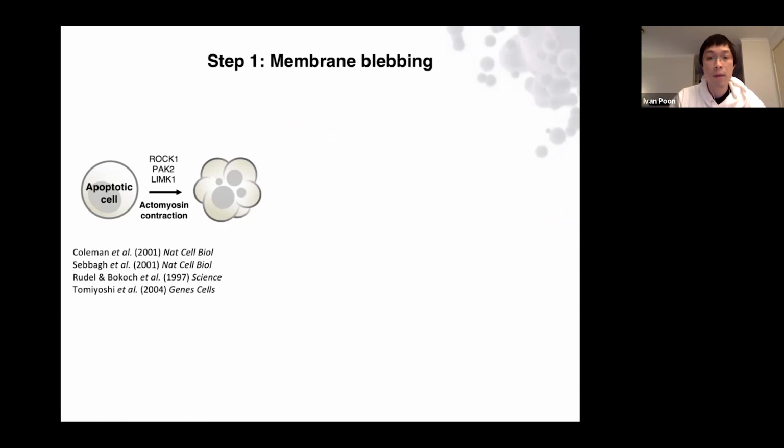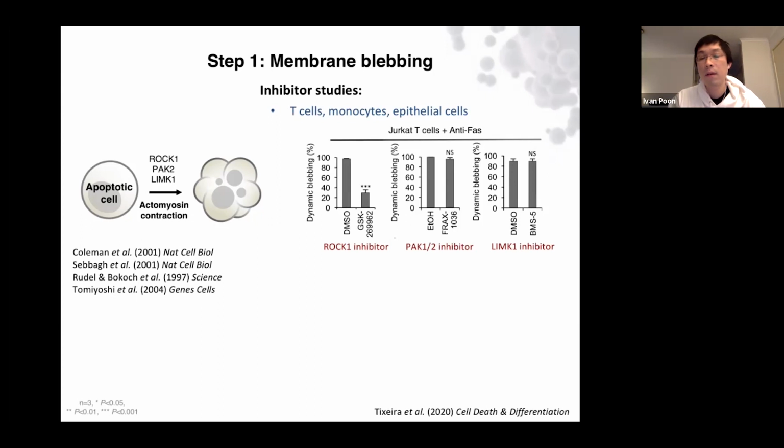So to address this, we initially performed inhibitor studies. So basically we use T cells, monocytes, and epithelial cells as cell models in this study. And then we treat cells with the various inhibitors targeting those different kinases. And then, for example, here, when we induce Jurkat T cells to undergo apoptosis, it's only when we put in the ROCK1 inhibitor that we can actually block membrane blebbing and the formation of apoptotic bodies.